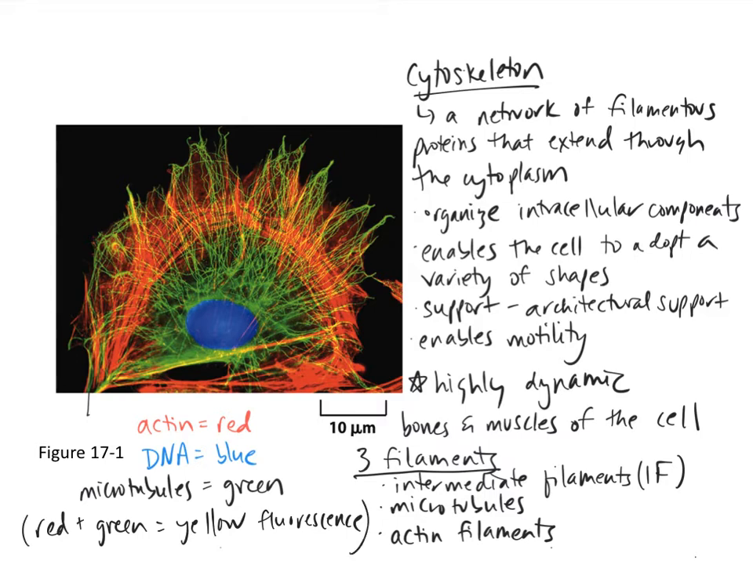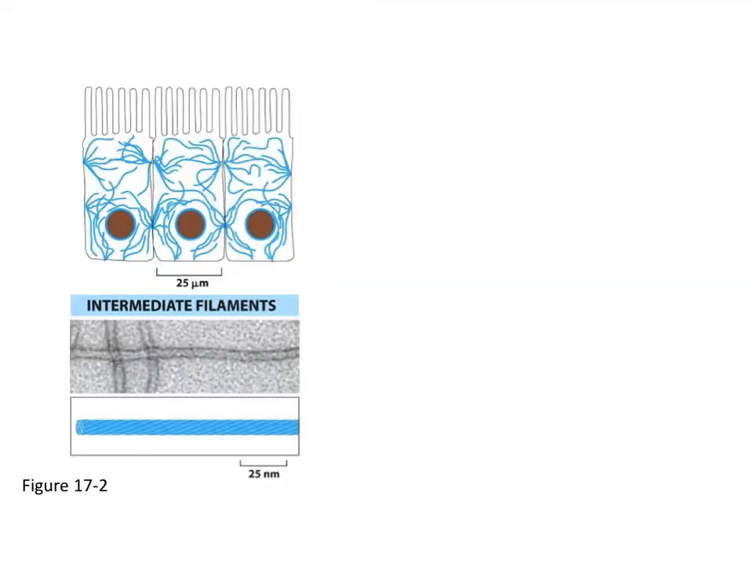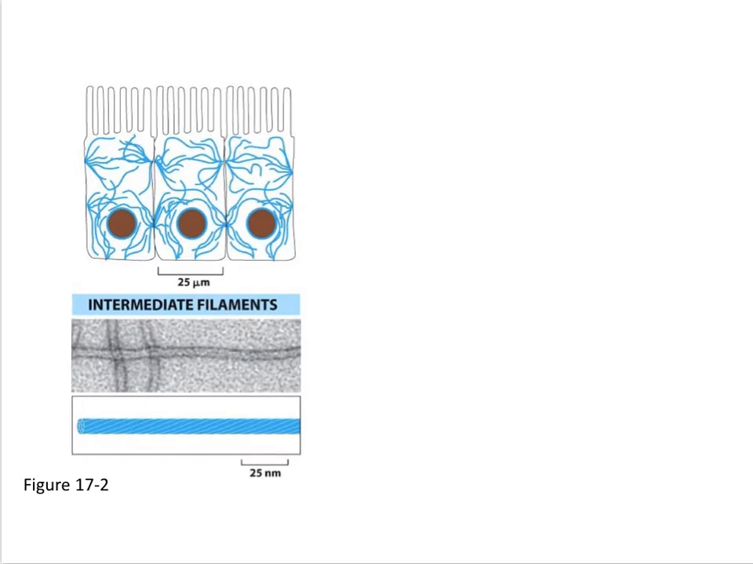Just kind of FYI as we look at these structures. So we're going to talk about each of the three components of the cytoskeleton now in more detail. The first one is to talk about intermediate filaments, which are shown in this image in blue.